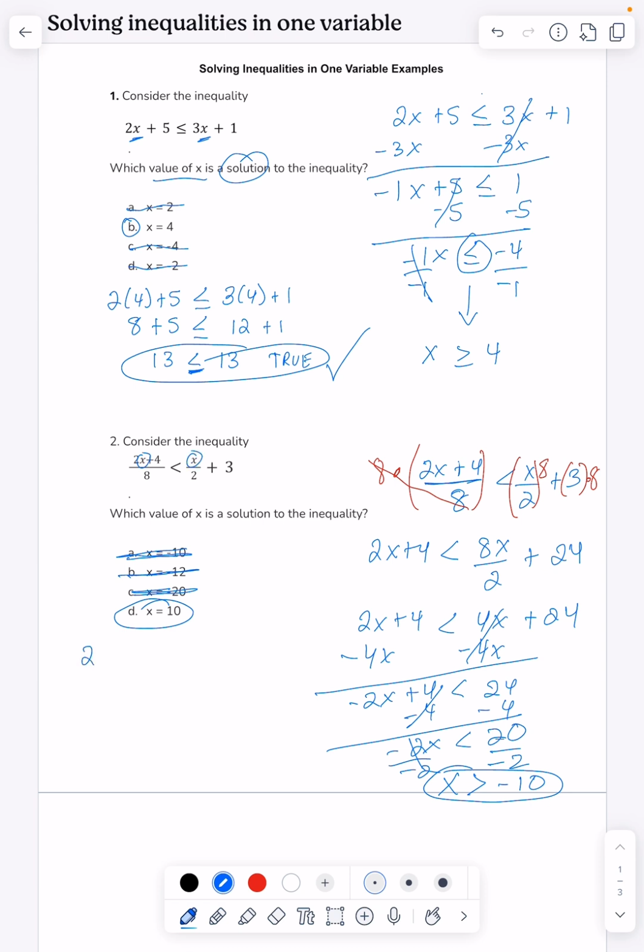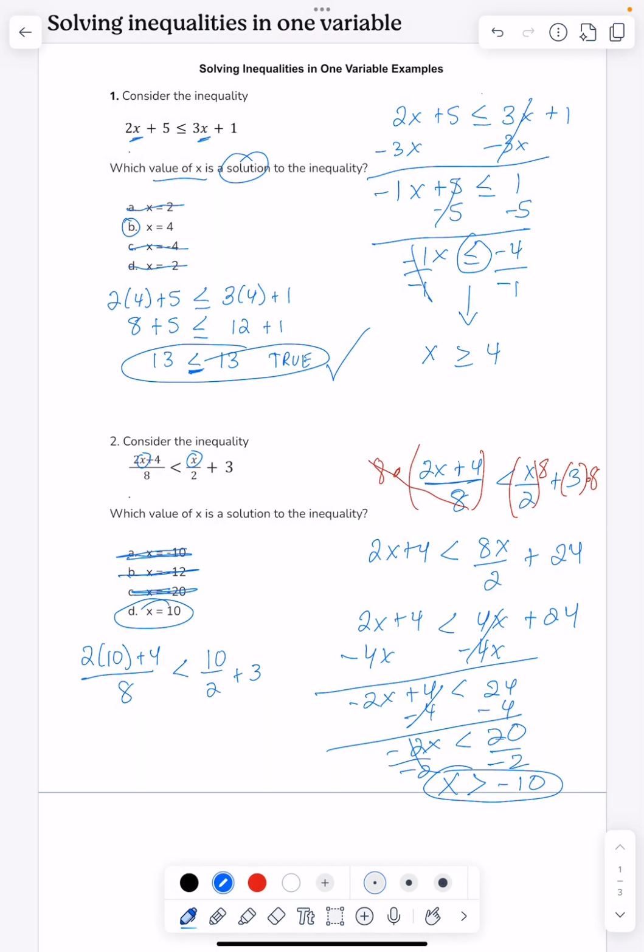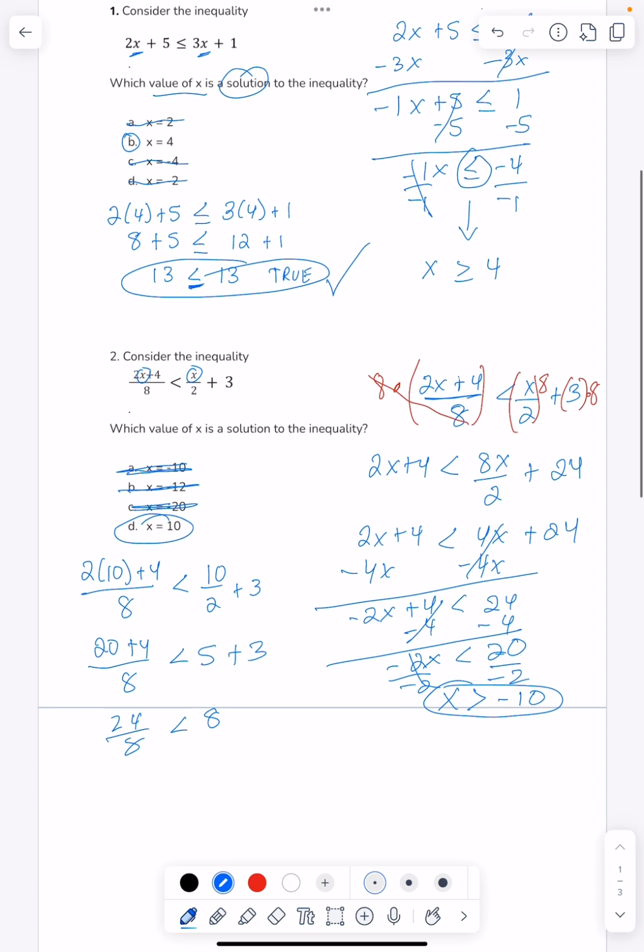So let's prove that. So we have (2 times 10 + 4)/8 is less than 10/2 + 3. Well, here we have 2 times 10 is 20, plus 4, over 8 is less than 10 divided by 2 is 5, plus 3. Here we get 24 divided by 8 is less than 5 plus 3 is 8. 24 divided by 8 gives us 3.